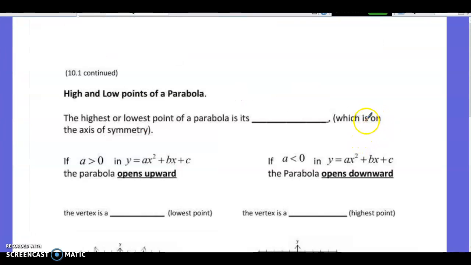All right, next page. Okay, so also within graphs, and again, we're just kind of covering the basics of what these parabolas do. There is a high or a low point of the graph, and this is called the vertex.